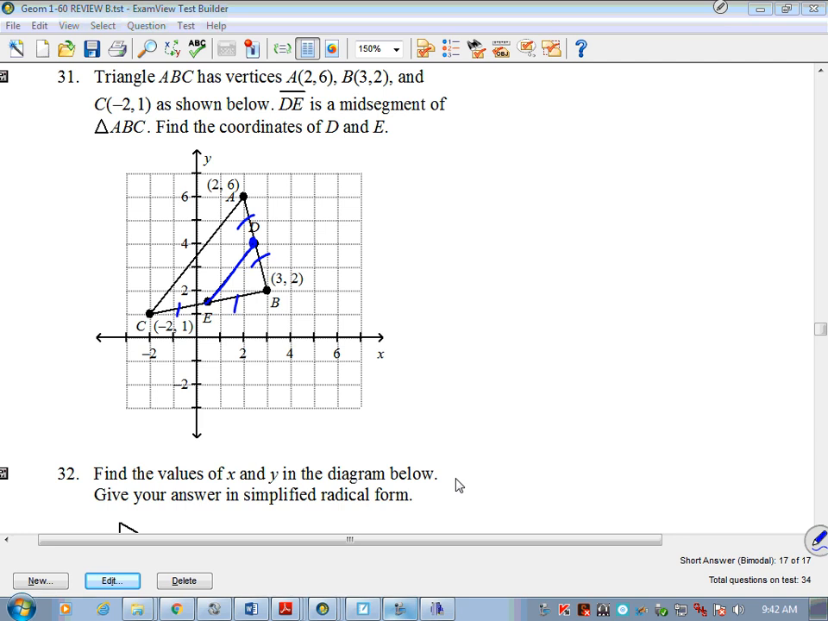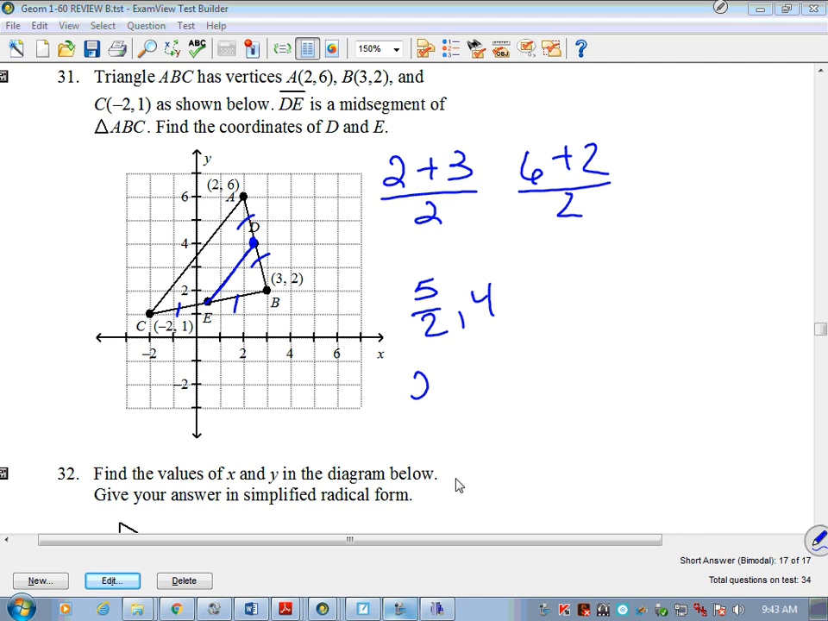So you're actually just showing the midpoint formula twice. So 2 plus 3 divided by 2, and 6 plus 2 divided by 2. 2 plus 3 is 5. 5 divided by 2 is 5 halves. So I could write it up that way. 6 plus 2 is 8. 8 divided by 2 is 4. You can see how well that's going to work out. We should get, this is the same as 2.5, 4. And then let's do this other one over here.